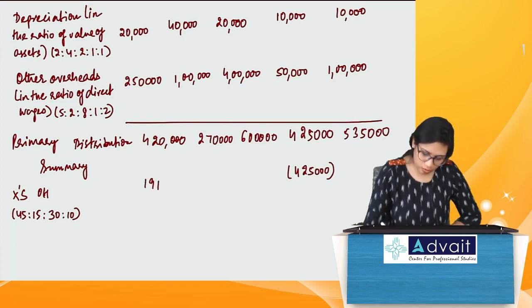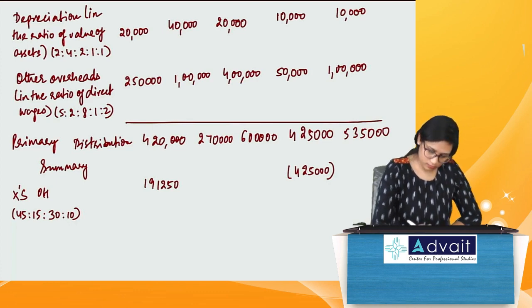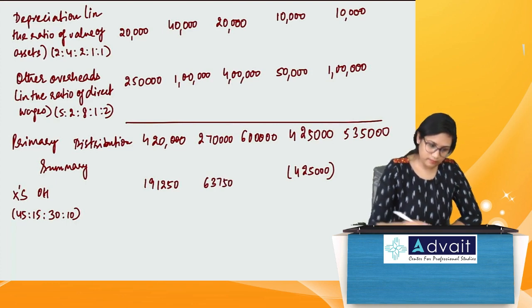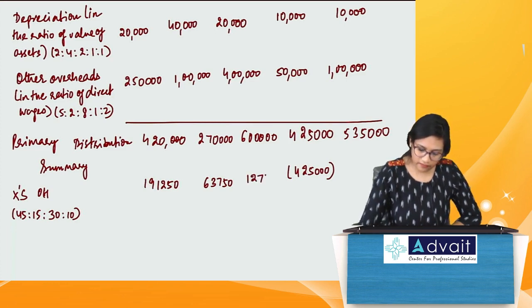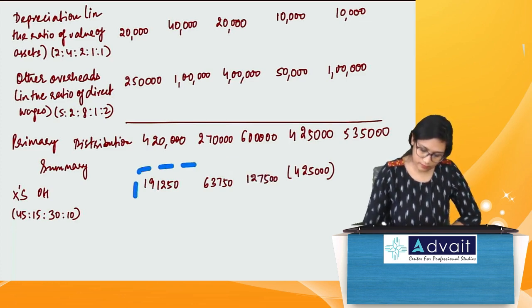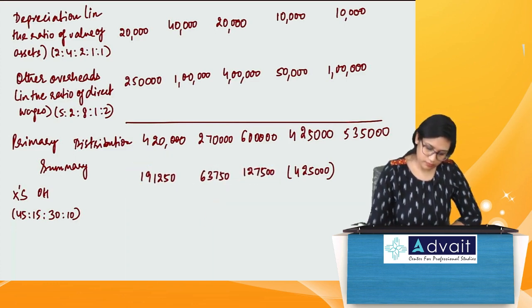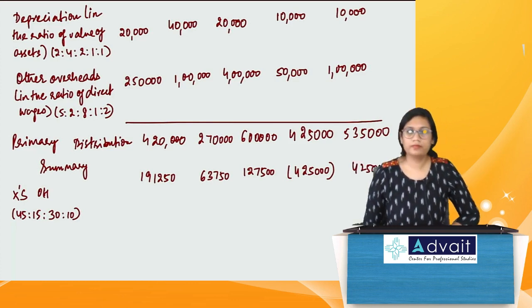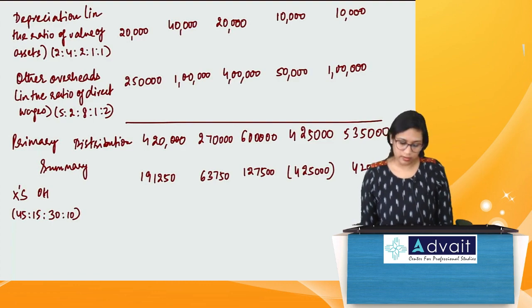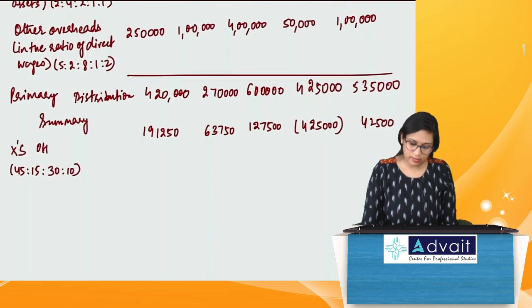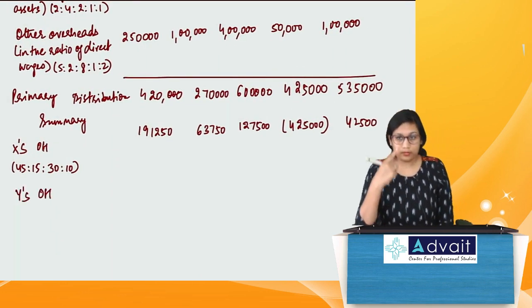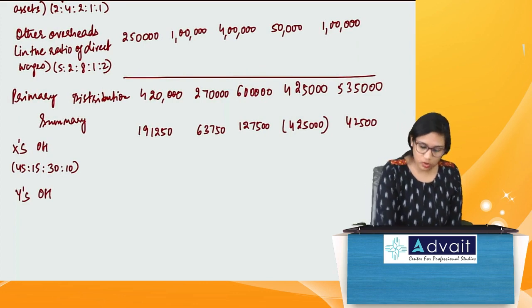So 191,250, 63,750, 127,500, and 42,500. Guys, is that correct? Now, Y's overhead. How much is Y's overhead?